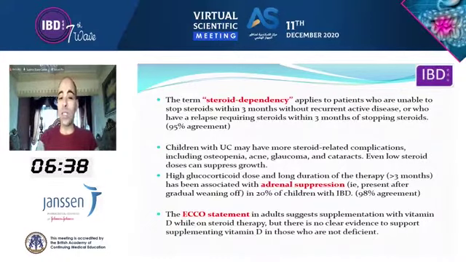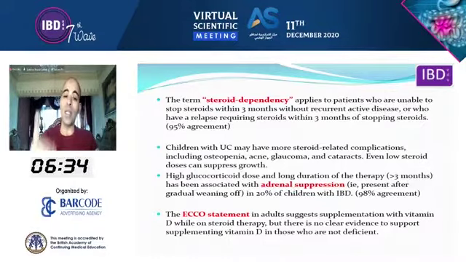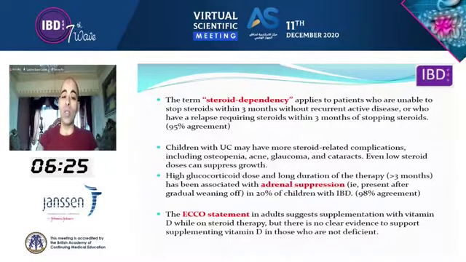Children with UC have more steroid-related complications than adults, including osteopenia, glaucoma, cataracts, and also the problem of adrenal suppression in patients taking high-dose steroids for a long duration, more than 3 months. As we know, the ECCO statement in adults suggests supplementation with vitamin D while on steroid therapy, but we have no clear evidence to support supplementation of vitamin D in those who are not deficient.